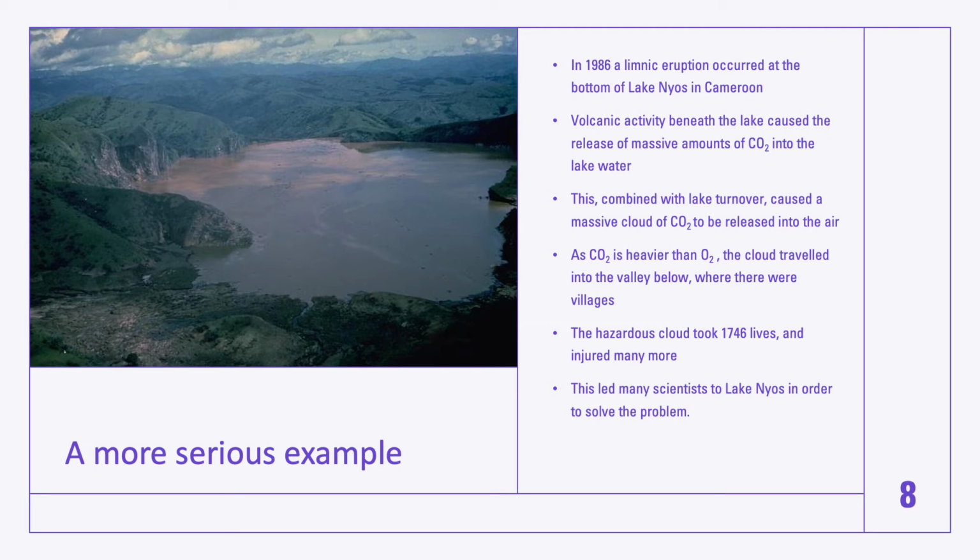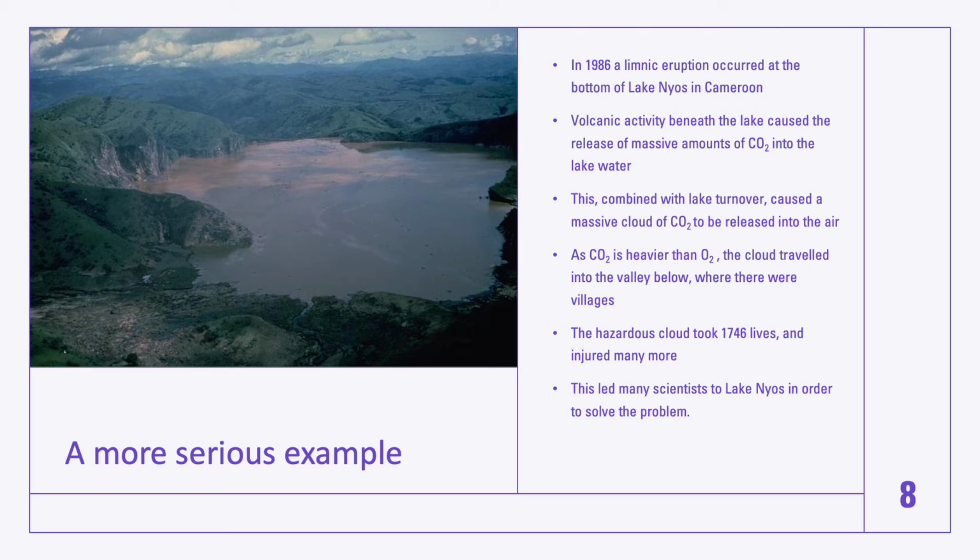We're now going to look at a more serious example of gas solubility. Here you can see on your left a picture of Lake Nyos, which is a lake in Cameroon. In 1986, a limnic eruption occurred at the bottom of Lake Nyos. A limnic eruption is when volcanic activity beneath the lake causes a massive amount of carbon dioxide to be released into the lake water.